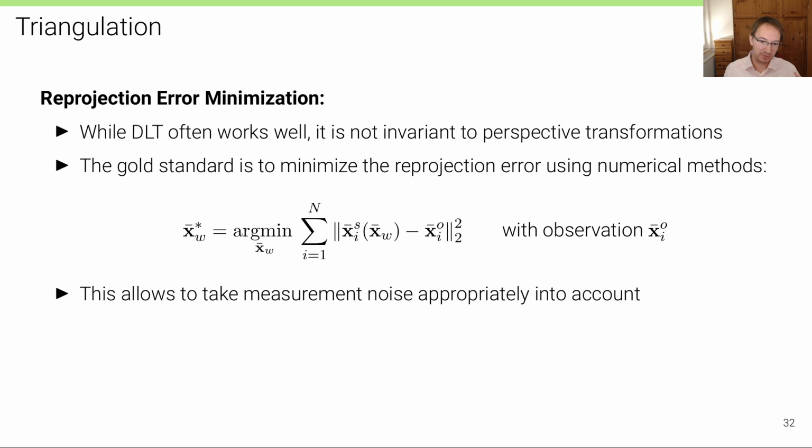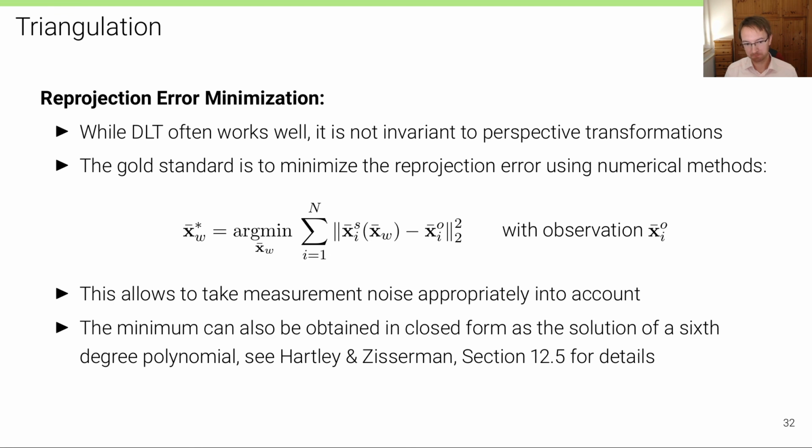And now this allows us to take measurement noise appropriately into account. For instance, if we have Gaussian measurement noise in the images, this is the right model to use. If we have different noise models, we can also incorporate them here. But this is what is typically done. The minimum can also be obtained in closed form as the solution of a 6-degree polynomial. But this becomes more technical then. More details on this can be found in the textbook from Hartley and Zisserman, section 12.5.